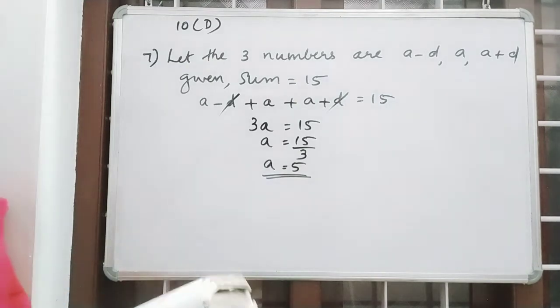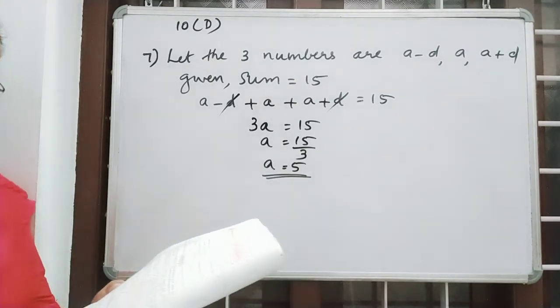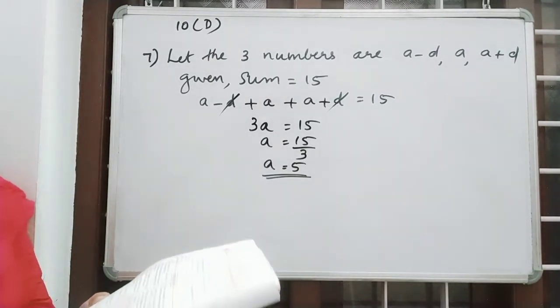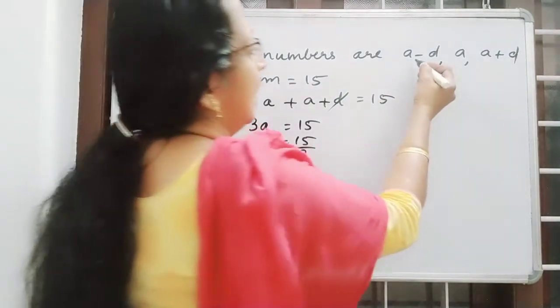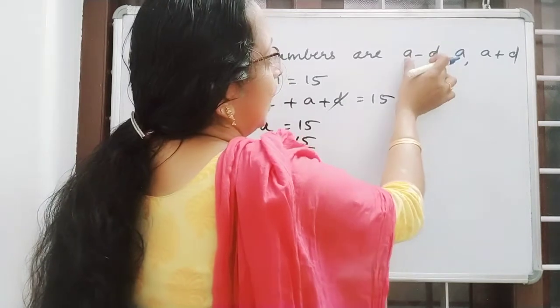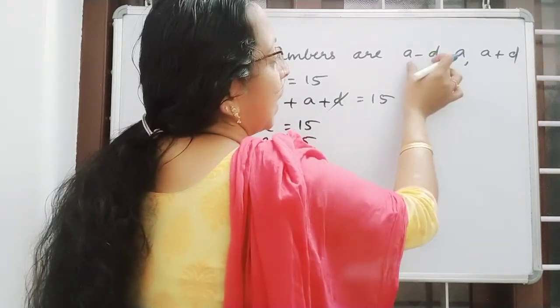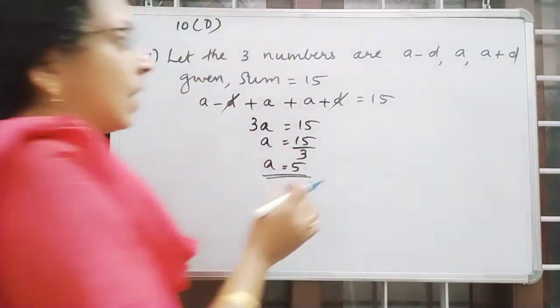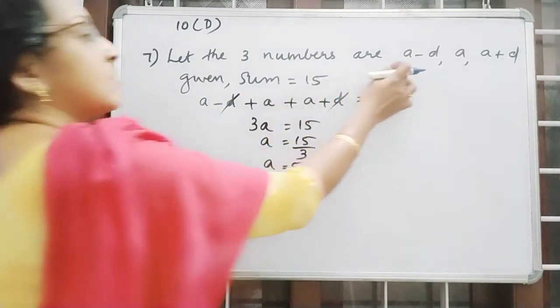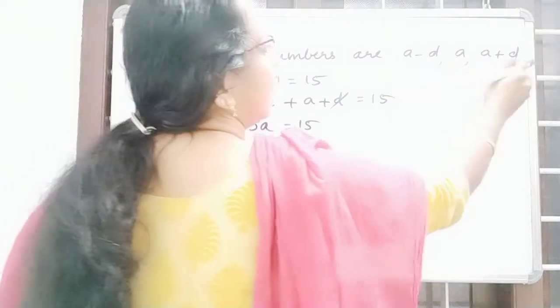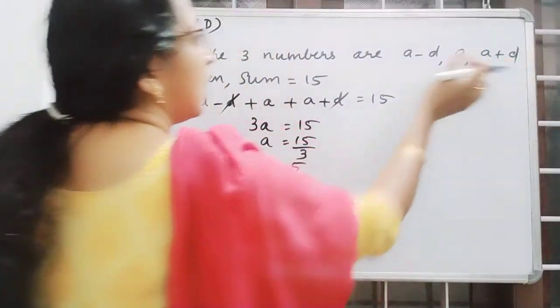Then we have the second condition: sum of the squares of the extreme terms. So which are the extreme terms? Extreme means the end terms. Which are the extremes? A minus D and A plus D. So A minus D will be the extreme point of this side, and A plus D will be the extreme point of that side.